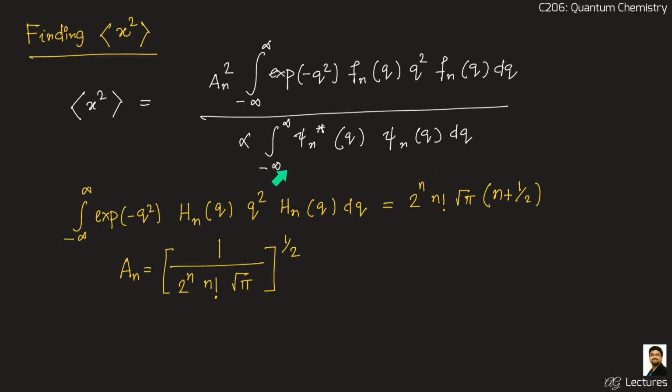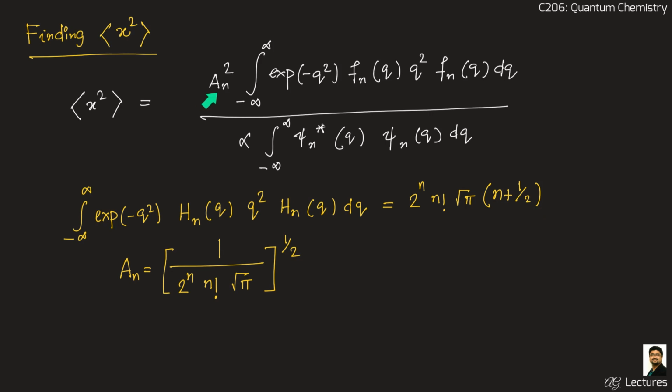Again, this particular portion is going to be 1, because psi n's are normalized, and to get a value for this integral, we have to use yet another property of Hermite polynomials, and that property is given here. So if you have exactly the same thing with the same index on both sides, and then you have a q square. Earlier we have used only q. If you use q square now, the value is this.